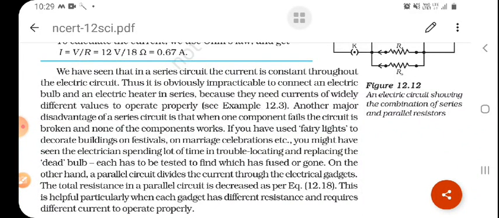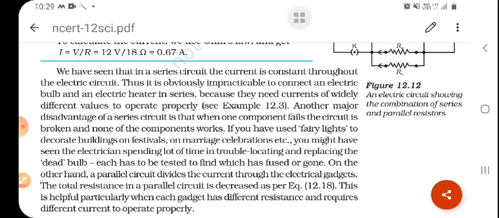and it is impractical to connect an electric bulb and an electric heater in series, because they need different currents. The devices in your home need currents of different values. We connect them in parallel combination, because in parallel combination the value of current is different.